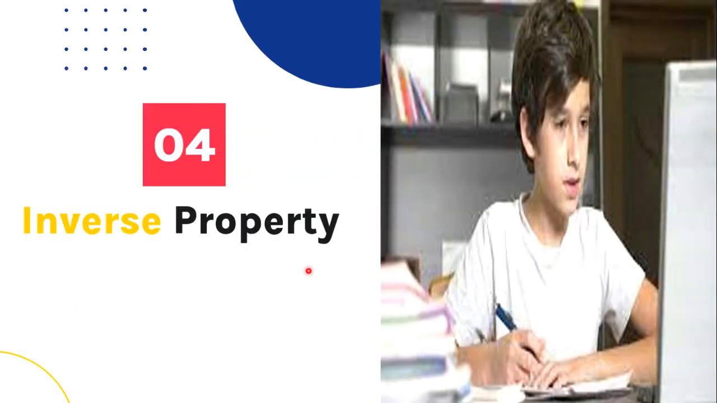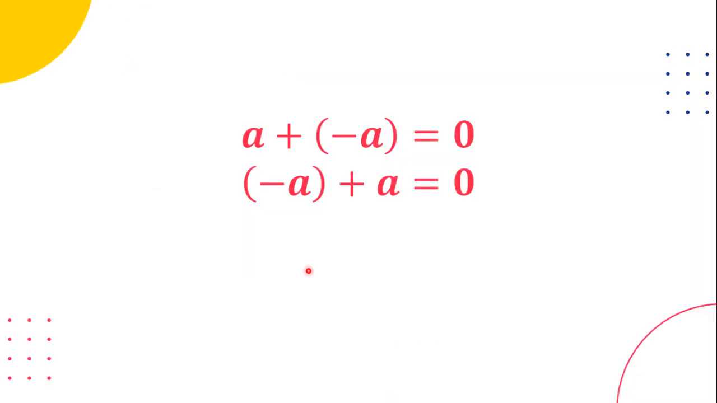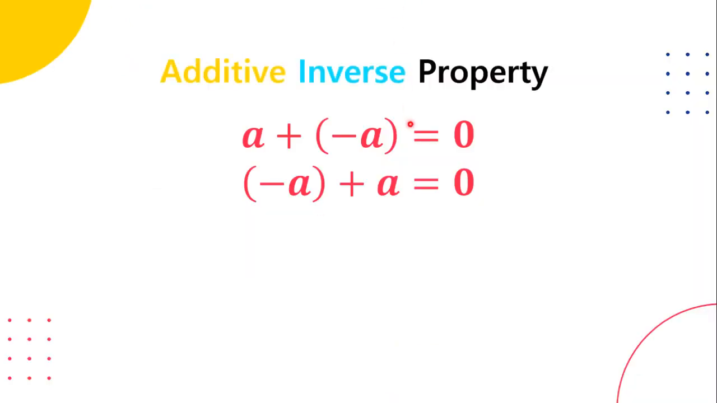For the inverse property, it's what you add or multiply to a given number to make it 0. So our goal here now for the additive inverse is that the result should be 0. Okay, that's the difference between the identity and inverse. For identity, the result should be the original number. Here, in additive inverse, the result should be 0.